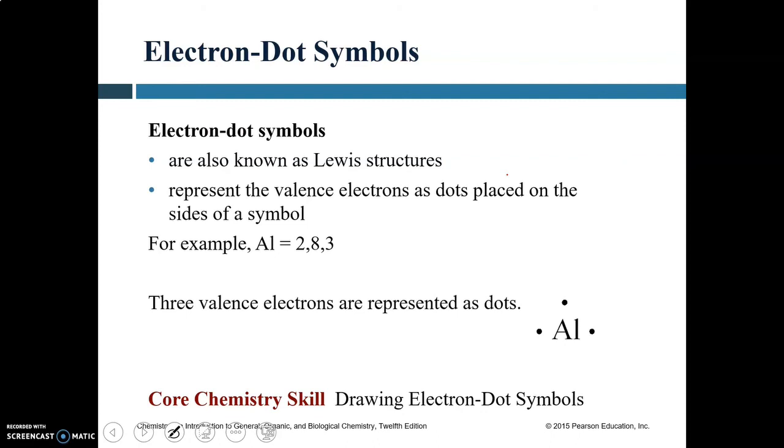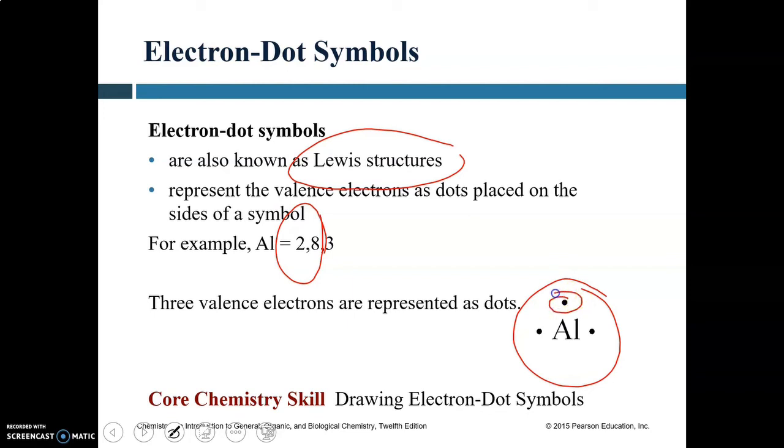To record the number of electrons using the symbols, Lewis structures are often used. They represent valence electrons as dots on the sides of the symbol. So for instance, for aluminum, we do not picture the fully occupied 1st and 2nd energy levels. We only show 3 valence electrons.